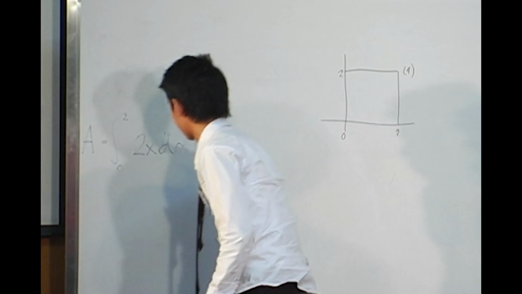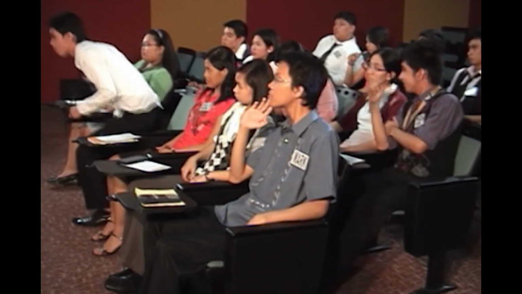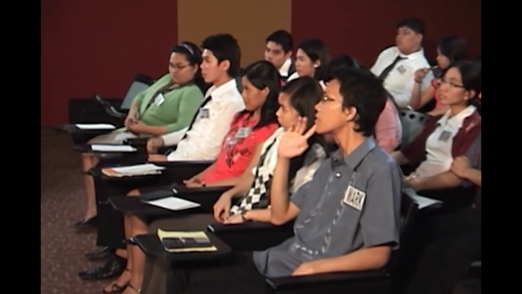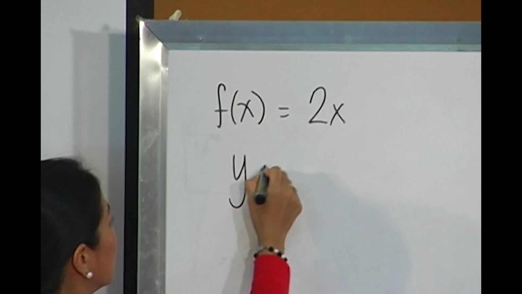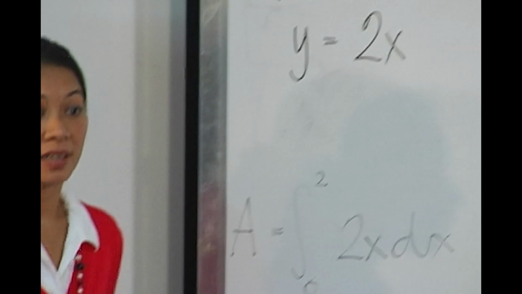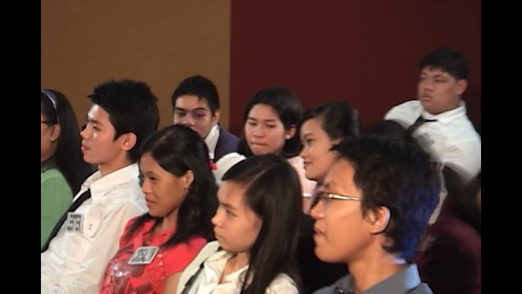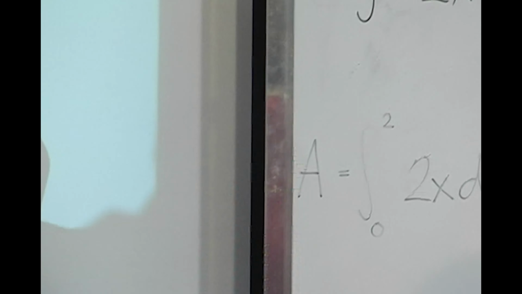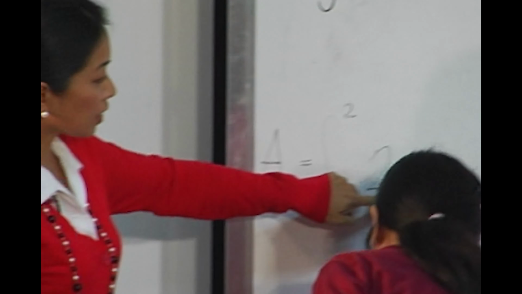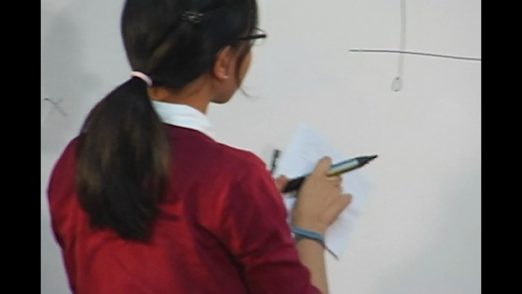We have 2x over here. Let's see. If f of x is 2x, that's also like saying y is 2x. So maybe we can try again. Micah. Thank you, Lester, but the appearance of the x here says that that's not the region we're looking for.